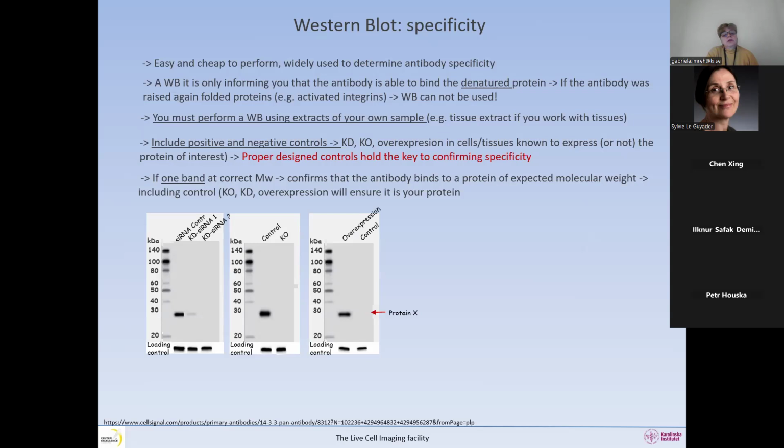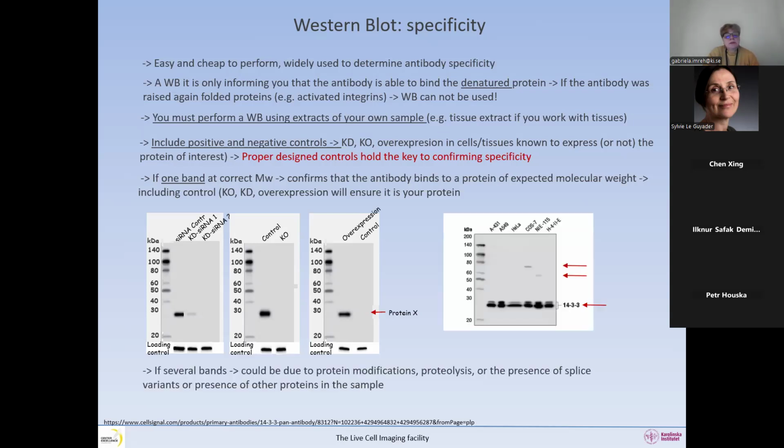So when you run a Western blot, you are expected to get one band at the correct molecular weight, which will confirm that the antibody binds to the protein of the expected molecular weight. But without controls, you will never be sure. Sometimes you can also get several bands, and this is due to protein modification, proteolysis, or presence of splice variants, but it can also show unspecificity of your antibody, like for example in this blot, where you can see that in two different cell lines you have some extra bands that should not be there.